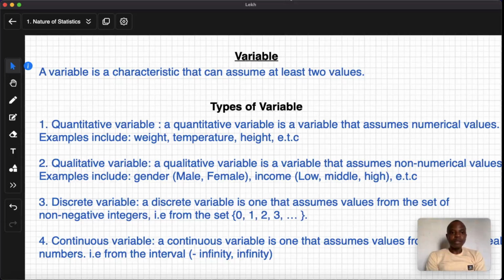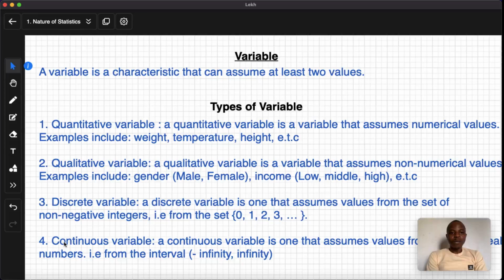Now, the discrete variable. A discrete variable is a variable that can assume values from the set of non-negative integers. That is, you can take values from 0 to infinity. So it can be 0, 1, 2, 3, but it cannot be something like 2.1 or 1.2. It can be integers, but non-negative integers.